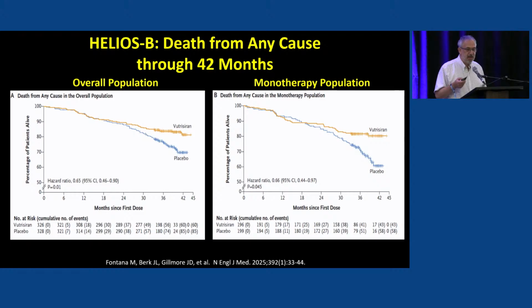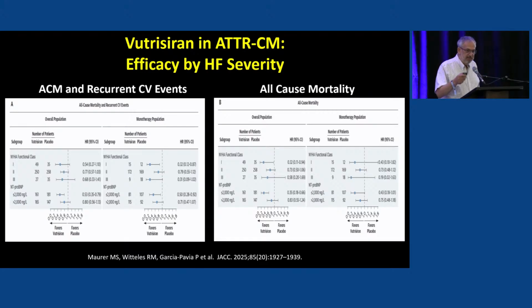Here's the data, again, I think similar to previous, showing in the overall population, that is in patients who are on both vutrisiran and tafamidis. About 40% of the patients in this trial were on tafamidis therapy, and in those who were on so-called monotherapy, those patients who were not receiving tafamidis at baseline. And an additional about 20% of patients dropped in on tafamidis during the trial. Again, this is the signal that I think is important for everyone to understand.